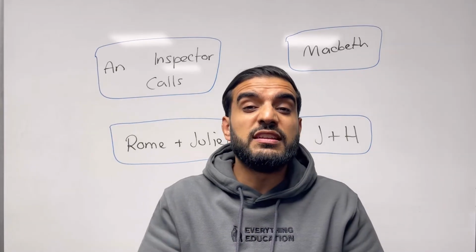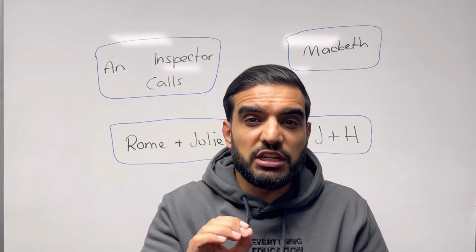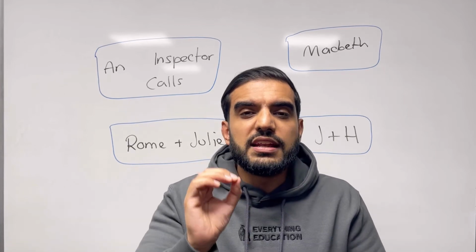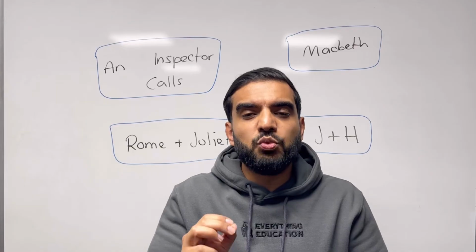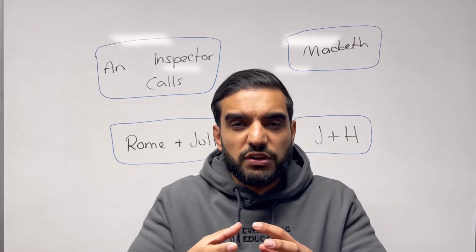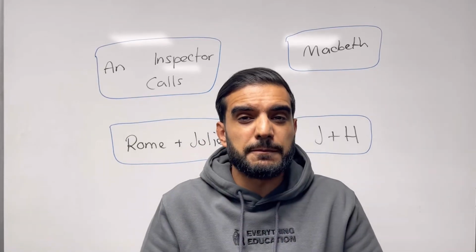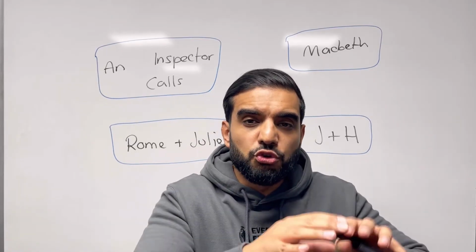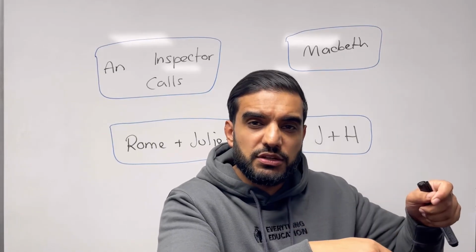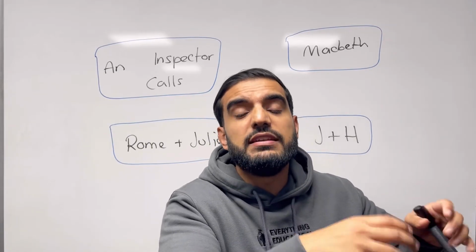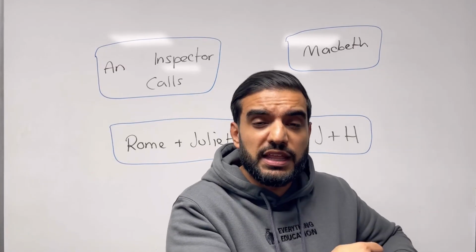You can argue that the inspector tactfully and skillfully targets Sheila Birling. He understands, guys, that Sheila Birling is a young woman. Being a young woman means that she's not fixed in her ways. She can be changed, and he picks upon that. And he almost grooms her throughout the play to become his puppet. He's the puppeteer, she is the puppet, and he is pulling her strings throughout the play.